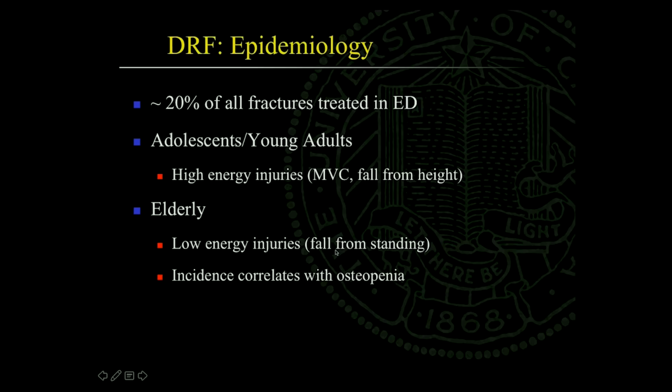So when we talk about epidemiology of distal radius fractures, it's important to note that it's really a bimodal distribution. It happens in the young, and in adolescents and young adults, it's typically a really high energy injury. So we see them in motor vehicle collisions, motorcycle accidents, fall from height. You rarely see a young patient with a distal radius fracture from a fall from standing. Whereas in the elderly patient, you tend to see lower energy injuries: fall from standing, slipping on the ice, falling down a step. And the incidence of these fractures correlates with osteopenia, or a low amount of bone noted on x-ray.